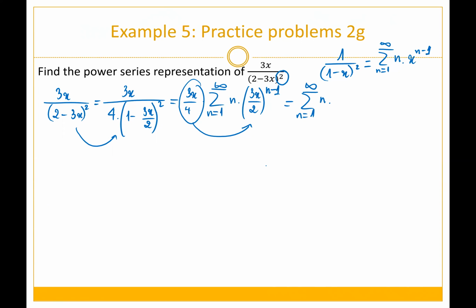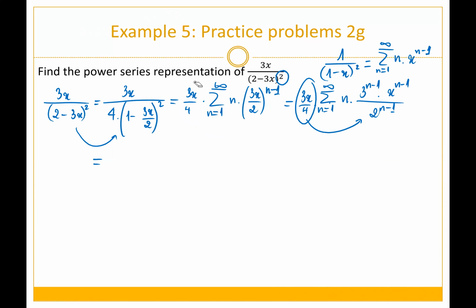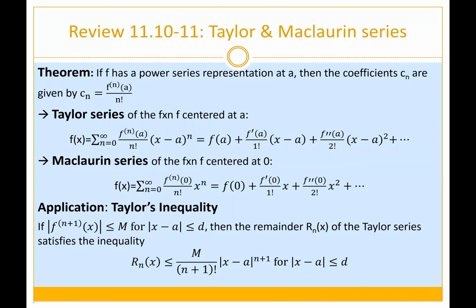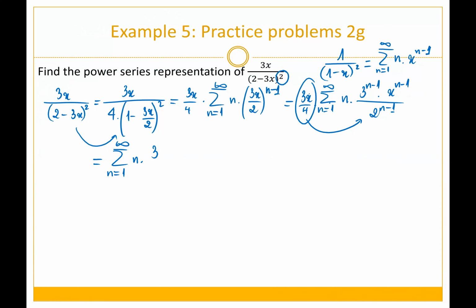Is it okay? So here you have this one. I'll rewrite this first so that you guys don't get confused with the step. So you have 3x over 4 multiply the series, and this one's going to be 3 to the n minus 1 multiply x to the n minus 1 over 2 to the n minus 1. And now when you put this thing in, you're going to have the series from n equals 1 to infinity. And you keep it the same. You have 3, because 3 into it, you're going to have 3 multiply 3 to the n minus 1, which is 3 to the n. Then you have x to the n.